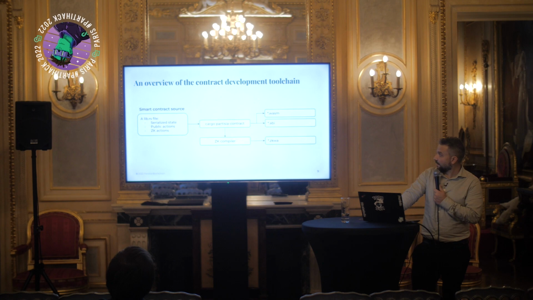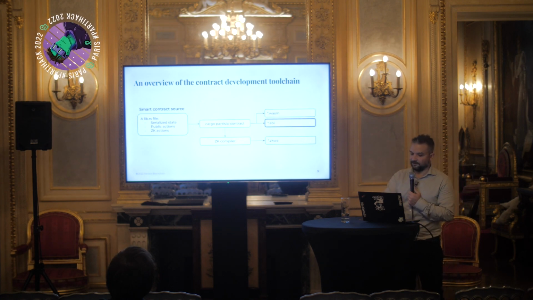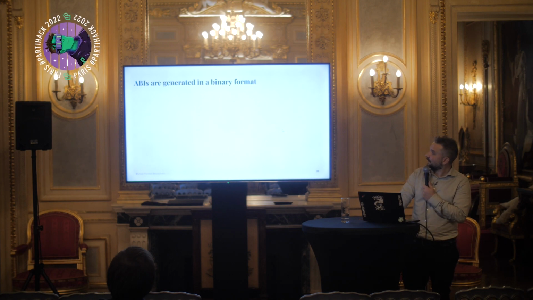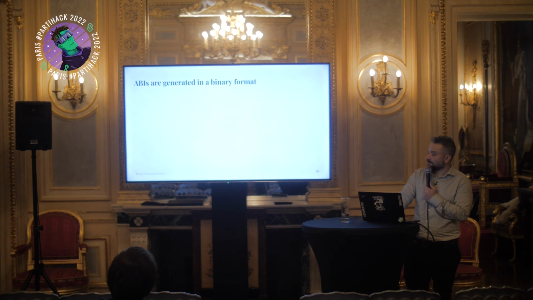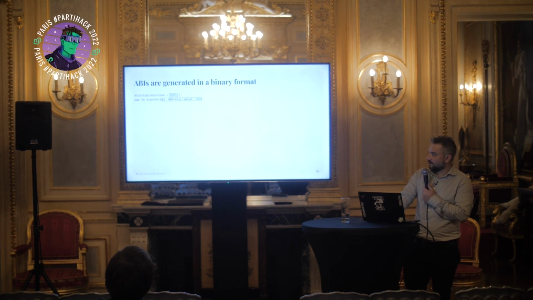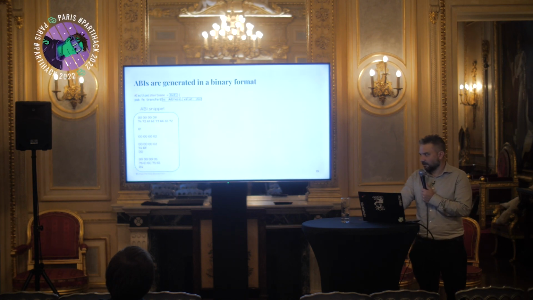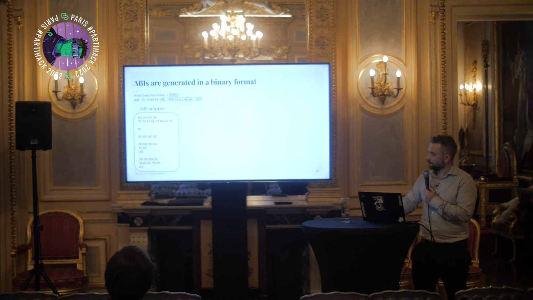So if you look at this slide again, this is the fun part we're talking about today. It's the ABI, it comes out there. They're generated as a part of the compile step, and they're in binary format. So let's take a look at a snippet. We have an ABI snippet, and this is a little technical, so we'll just skip over it quickly.